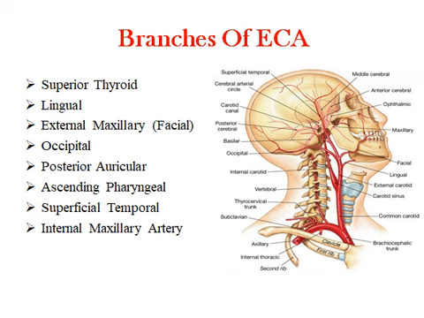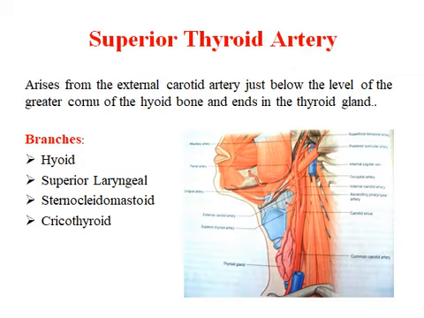Now let's move on to the superior thyroid artery. The superior thyroid artery is the first branch of the external carotid artery, arising just below the level of the greater horn of the hyoid bone. Then it descends along the lateral border of the thyroid gland, where it divides into branches to supply the gland. It has 4 branches: hyoid, superior laryngeal, sternocleidomastoid, and cricothyroid.